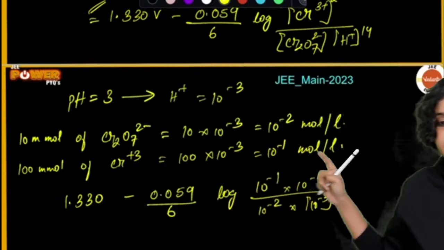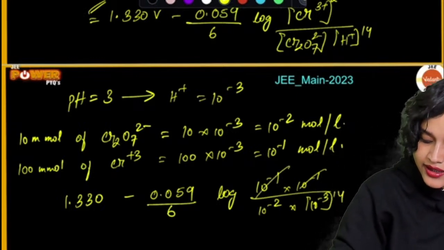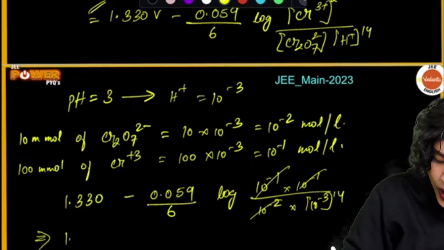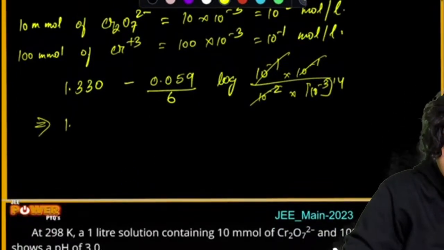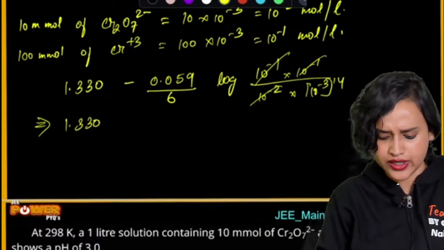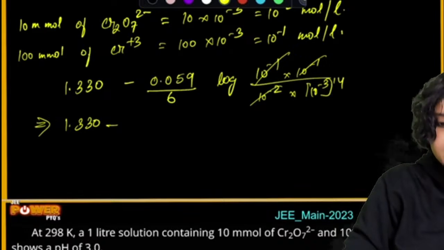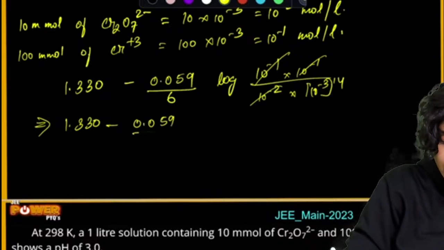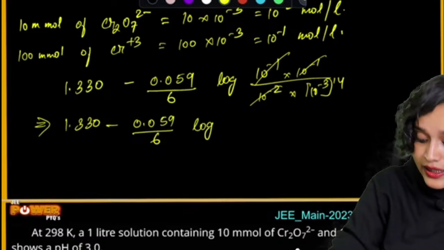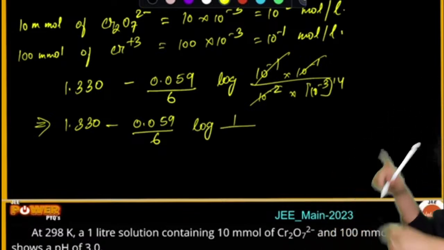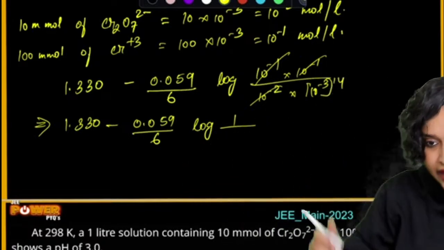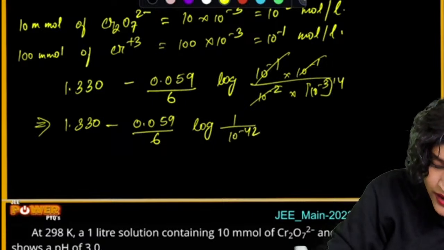Now if we solve this, cancel this, cancel this, cancel this. Am I right? So what do we get? We get 1.330 minus 0.059 divided by 6 log of 1 by 10 to the power minus 42, because minus 3 and 14, minus 3 and 14, right? So it will be 10 to the power minus 42.